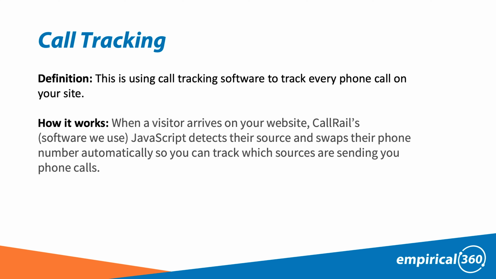So the first thing is call tracking, and I'm just going to read you a very basic definition. This is using call tracking software to track every phone call on your site. So how call tracking works is when a visitor arrives on your site, CallRail, which is the software that we recommend, uses JavaScript to detect their source and then swaps the number on the site to see what source that visitor came from. And so why this is so important, especially in the medical world, is you're going to have a lot of return calls from existing patients, and you don't want to attribute those to your marketing sources.